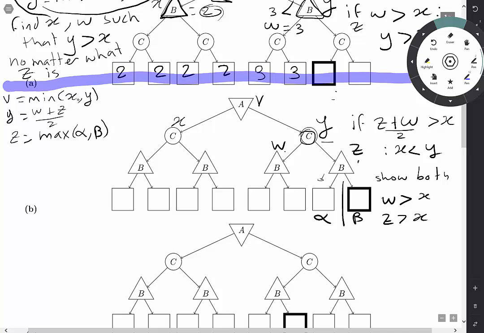So again, we can give x a value of 2, and if we give w a value of 3, and z, since b is a maximizer, if the first node is expanded as 3, then b is at least 3, because b is a maximizer, and therefore z will be greater than x, and therefore y will be greater than x, and therefore v will be equal to x, and we don't need to look at beta.